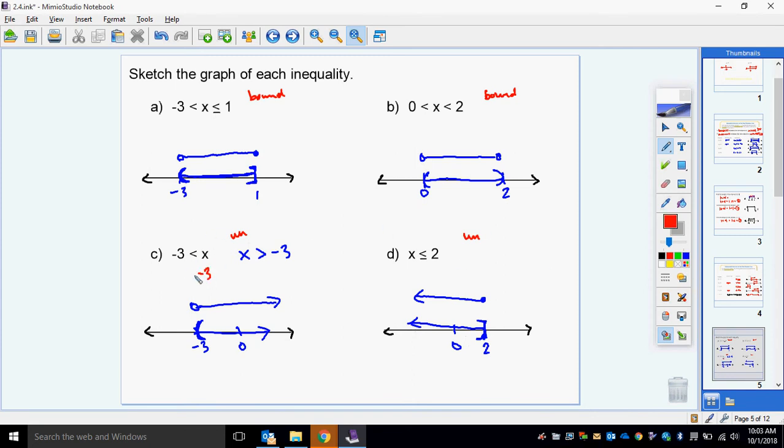So the difference is -3 can't be a solution over here because if I plug in -3, it's not going to be greater than -3. But if I plug in 2 over here, 2 is less than or equal to 2. So that's why I have a closed circle. 2 can be a solution.